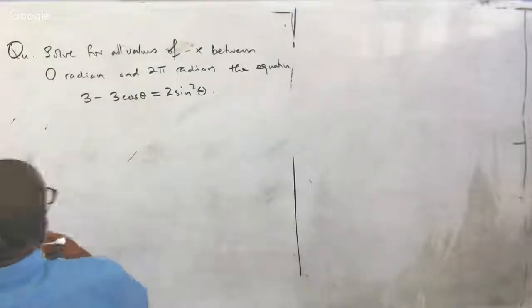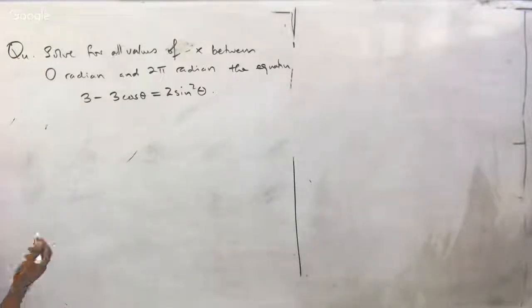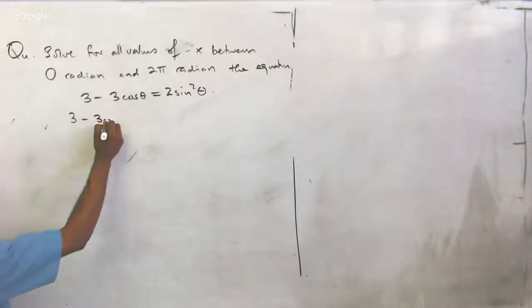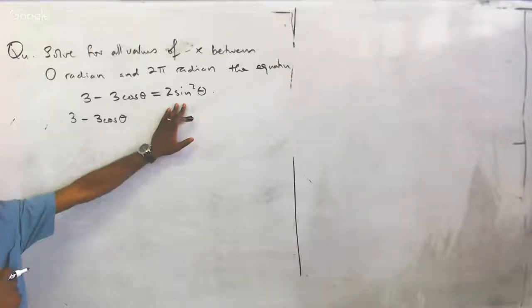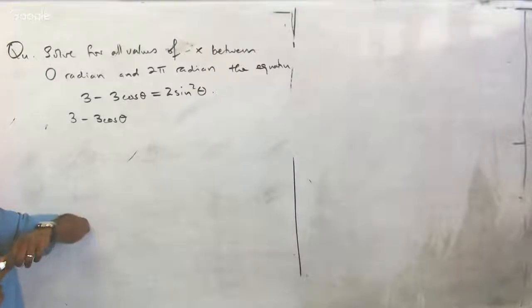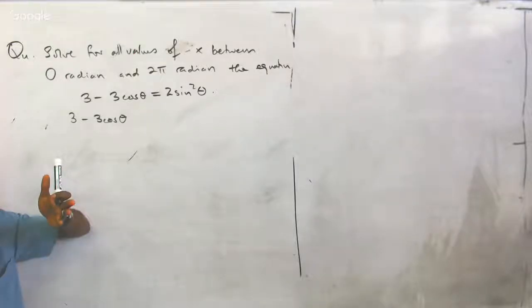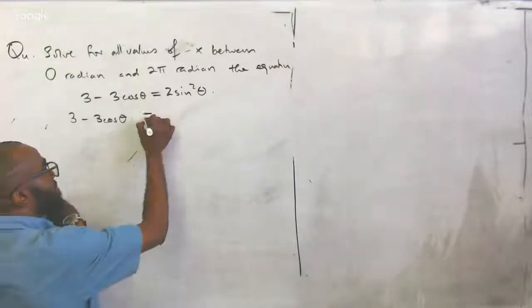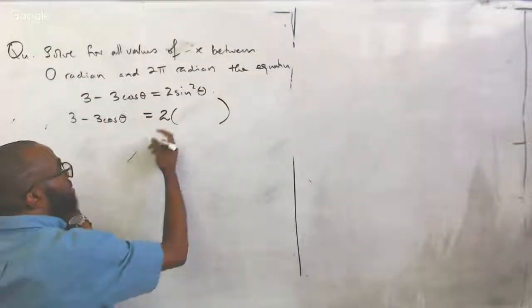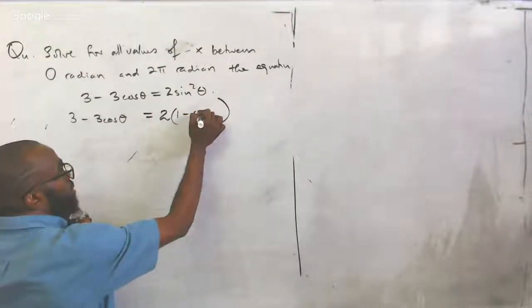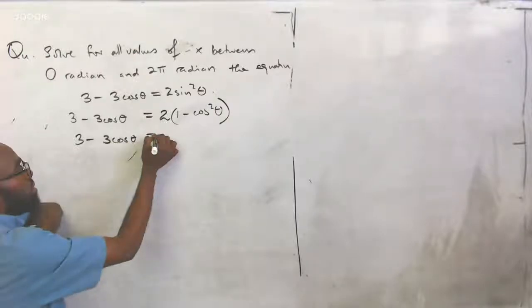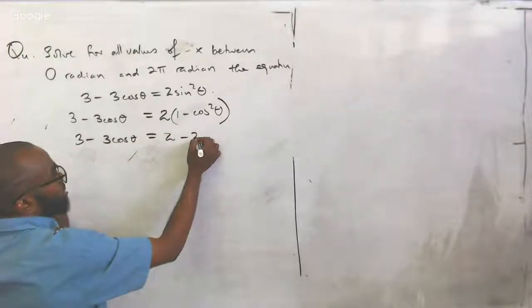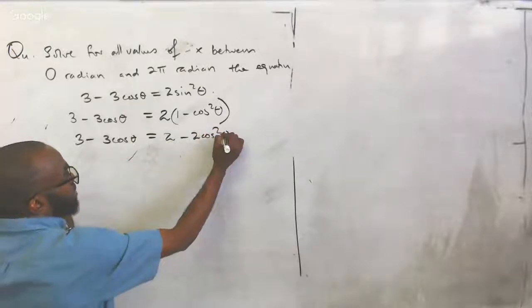Let's see how close we were to the answer. The first thing we were supposed to do was change everything. I'm changing the sine squared to cosine squared because I recognize that it could be changed, because it was a square. The 2 needs to be in brackets. What is sine squared in terms of cos? 1 minus cosine squared theta. So 3 minus 3 cosine theta equals twice, so that's minus twice cosine squared theta.